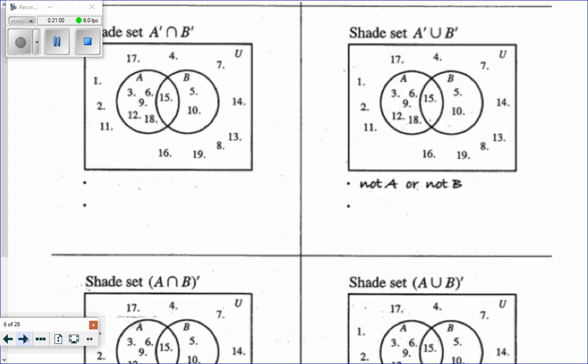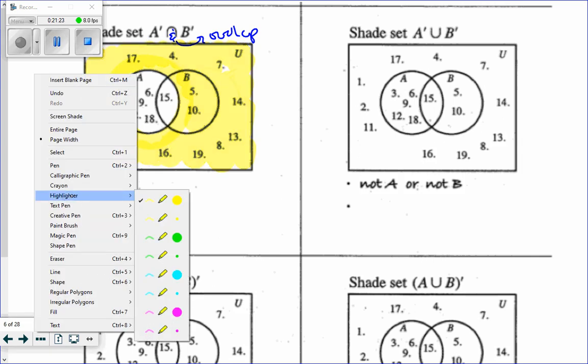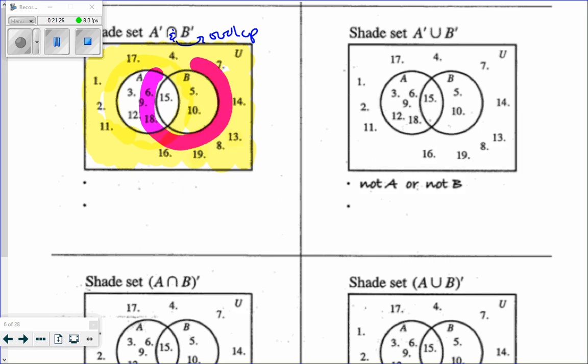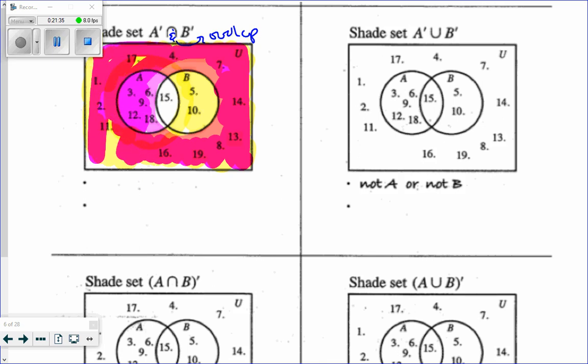Not in A, and so overlap, not in B. So not in A is everything outside of A. Not in B is everything outside of B. So which ones have two colors? Those.